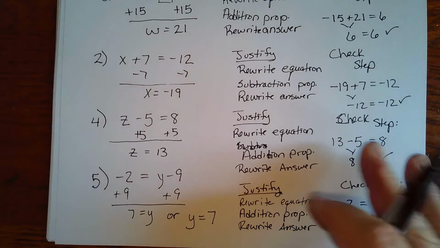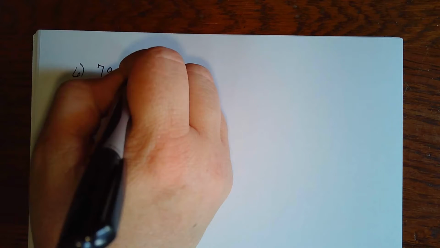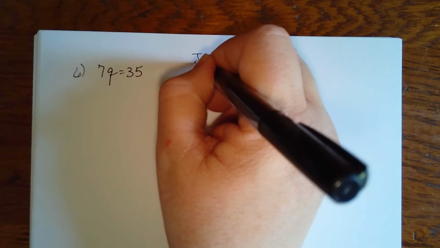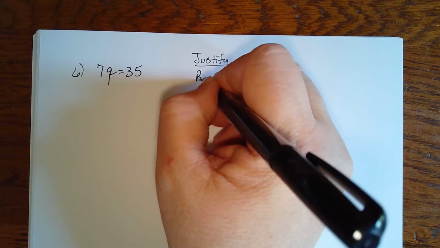All right, so now let's look at the next ones. The next ones have to do with multiplication or division to solve. In order to multiply or divide to solve, we're going to look at numbers 6 through 9. So let's look at 6 and 7 and 8 and 9, and let's see what happens. Number 6, in this case, we have 7q equals 35. For our justify step, once again, you have rewrite equation.